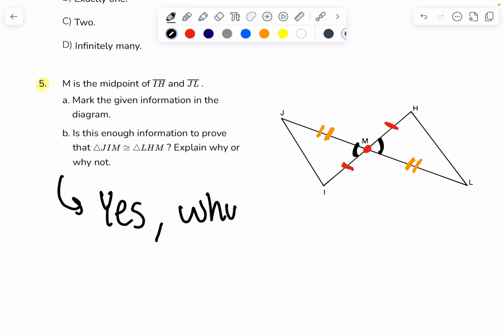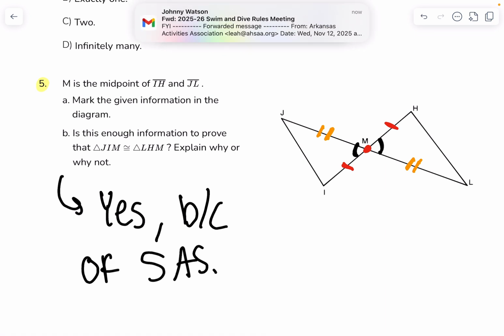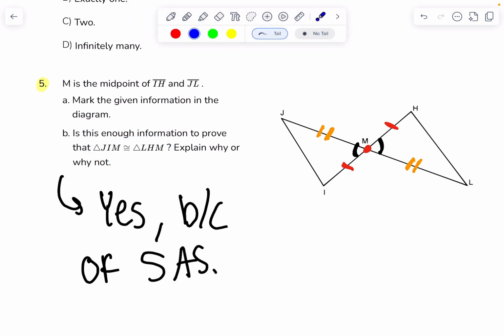Why? Because I wrote the word why. That's awkward. Because of side, angle, side. We could say that JIM and HLM are congruent.